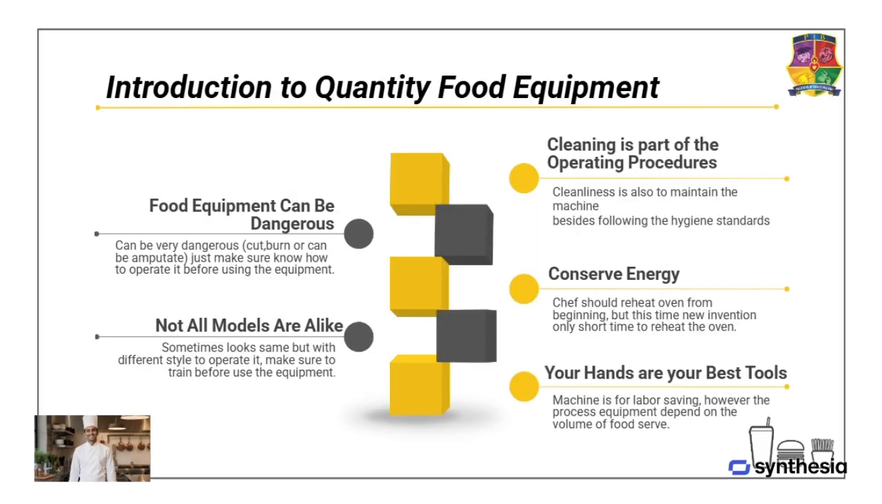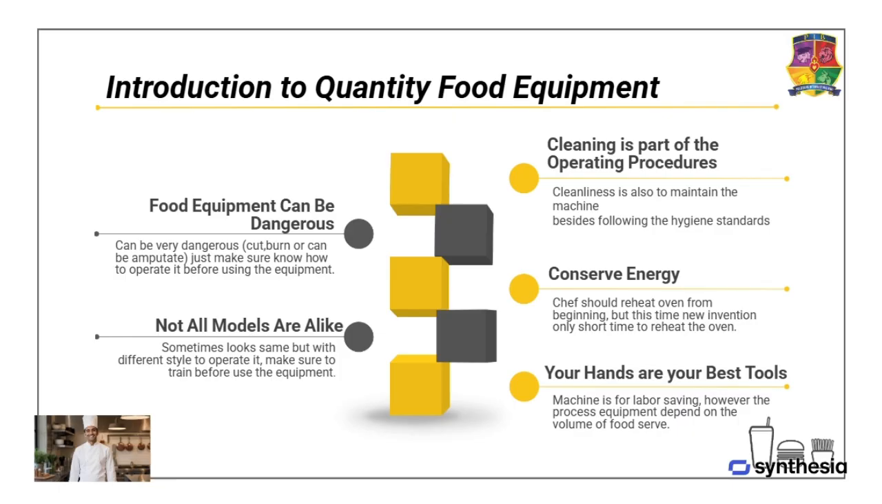Now, let's begin our main discussion with an important introduction to quantity food equipment. Before using any equipment in a professional kitchen, the first thing we need to understand is safety. First, food equipment can be dangerous. Kitchen equipment can cause serious injuries, including cuts, burns, and even more severe accidents. That is why we must understand the correct operating procedure before using any equipment.